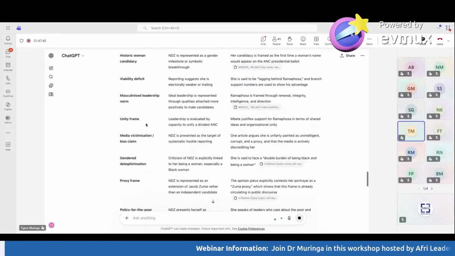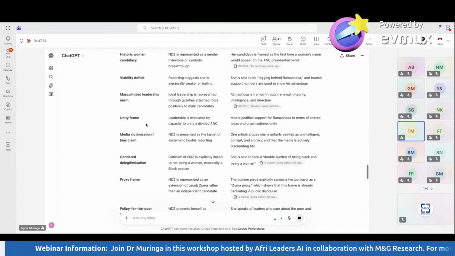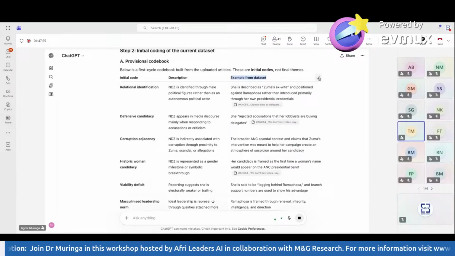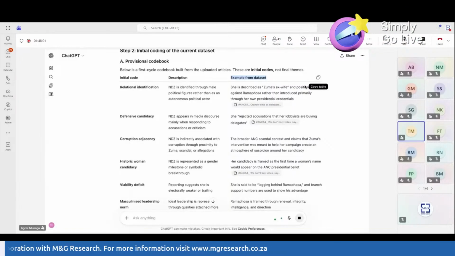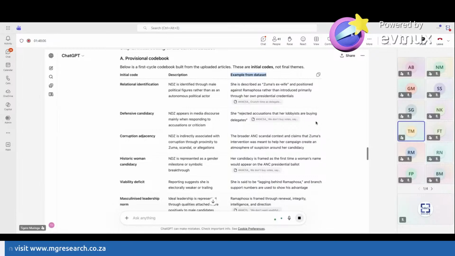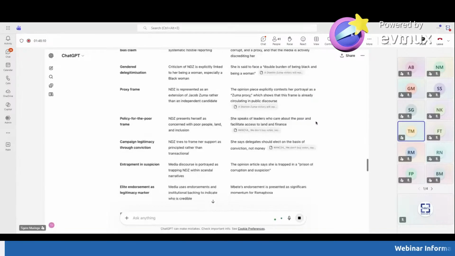How many codes do I have? A lot of codes emerged here. And it's giving me a table. You can actually copy and paste this table. This becomes your coding frame, or your coding table. You copy and paste it, you put it in an appendix, or you can put it in the methodology section, to say these are the initial codes when I was doing the coding, and this is what came out.